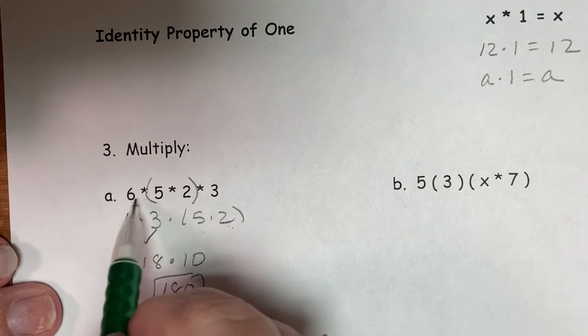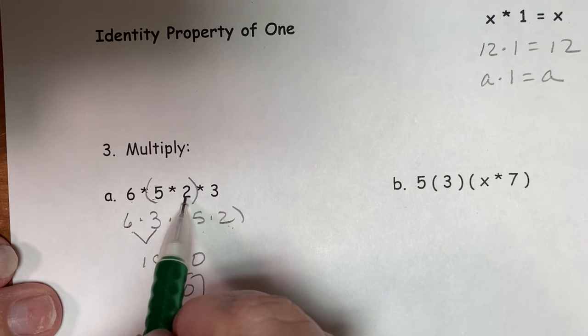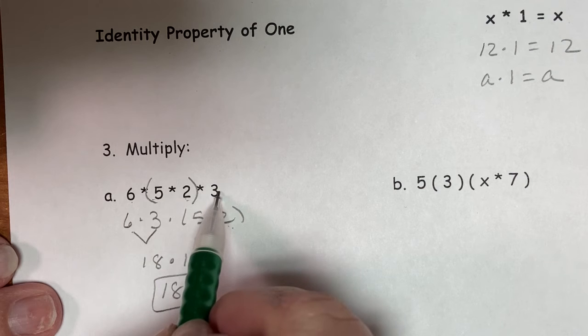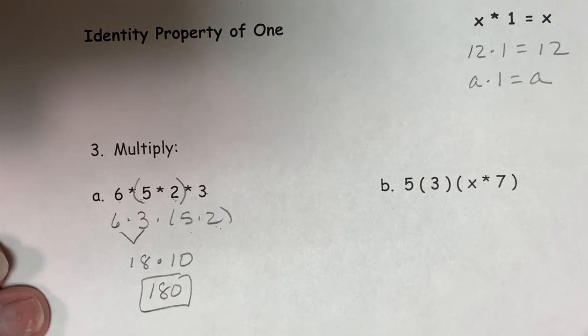Now, could I have done 6 times 5? That's 30. 30 times 2 is 60, and 60 times 3 is 180. Could I have just done that? Absolutely. You're going to get the same answer.